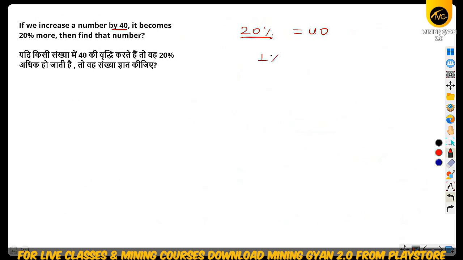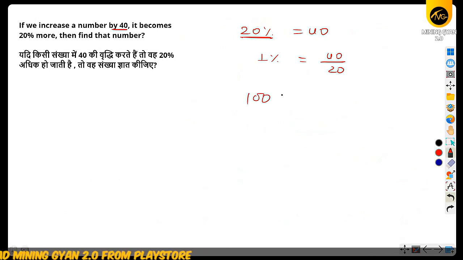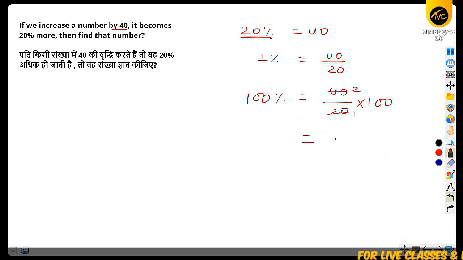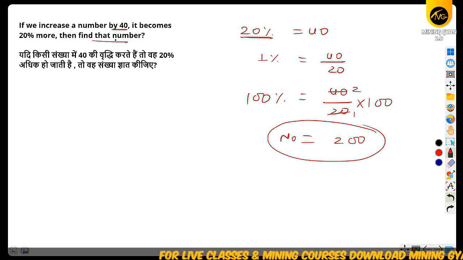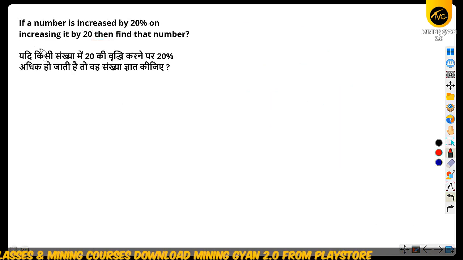20% is 40, then 1% is 40 divided by 20. Correct? Now, what will be the 100% of this number? So 100% is equal to 40 divided by 20 into 100. Now 1 ja, 2 ja, and 200. So the number is 200, which means if you increase 200 by 40, it becomes 20% more. Is it clear? OK, one more question similar to the previous.